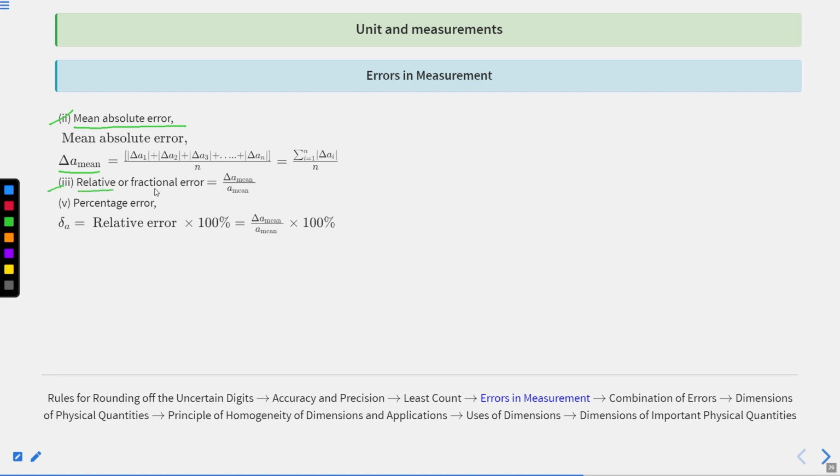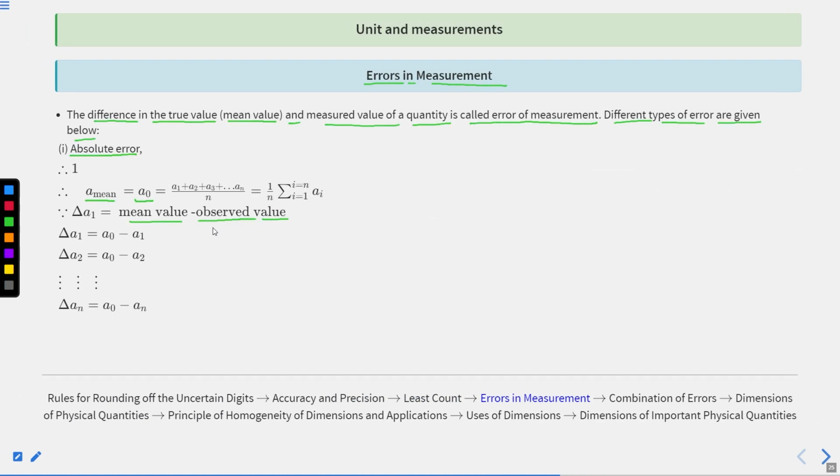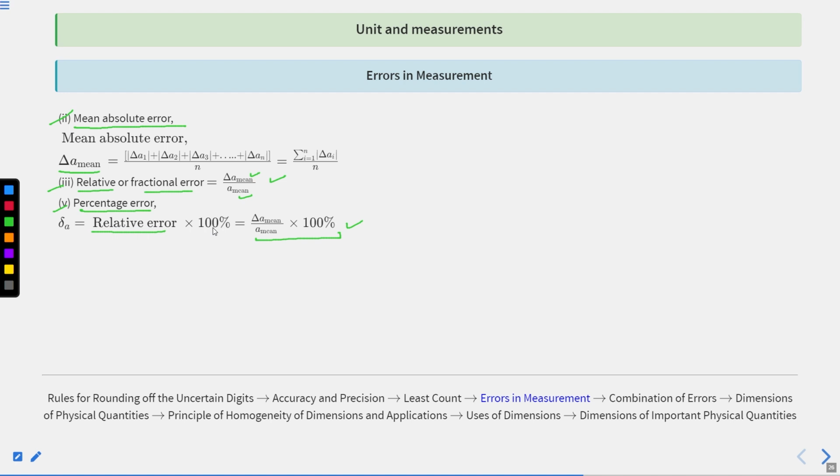Third is relative or fractional error, fourth is the absolute and mean, and fifth is percentage error. Relative error multiplied by 100% becomes percentage error. Clear? So these are the types of errors. First is absolute error, second is mean absolute error, third is relative or fractional error, and fourth is percentage error. Clear?